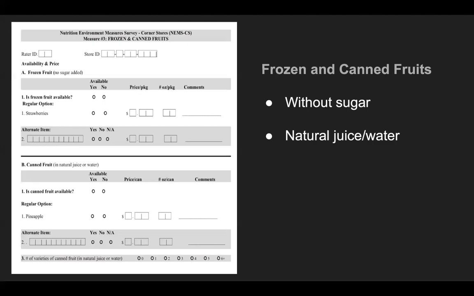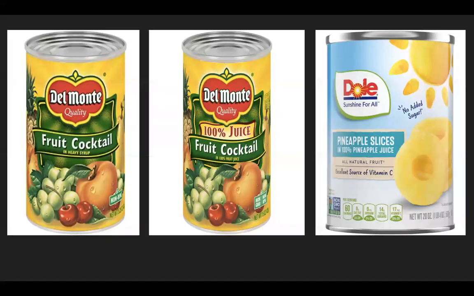So in natural juice or water, in my experience, most of the canned fruit was not in natural juice or water. So if you look on the left, this says fruit cocktail in heavy syrup. That's just syrup filled with sugar. We're not recording those. We don't want that. A lot of cans also say in light syrup. That's not much better. That's still not water.